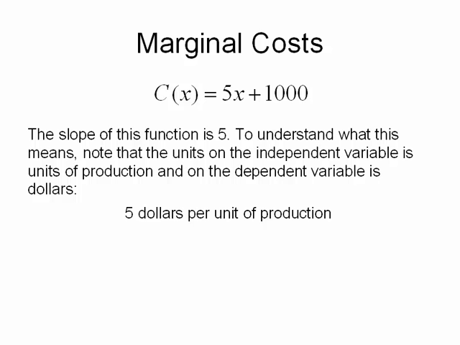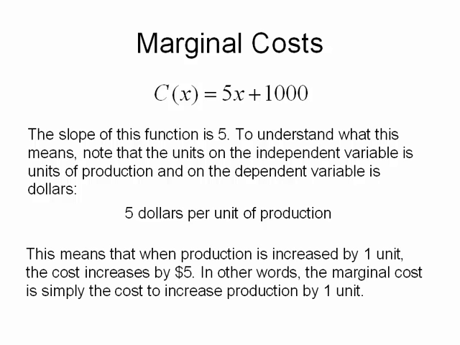To understand what this means, we note that the units on the independent variable are the units of production, and on the dependent variable is dollars. So that means $5 per unit of production. So this means that when production is increased by 1 unit, the costs increase by $5. In other words, the marginal cost is simply the cost to increase production by 1 unit.